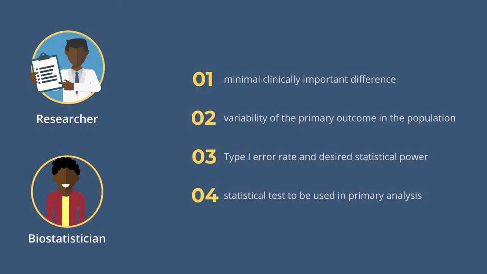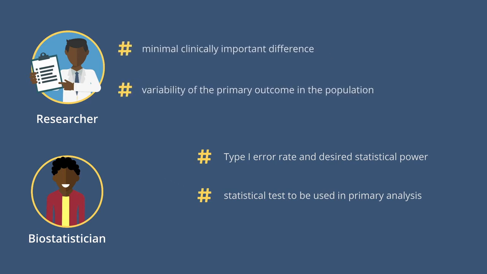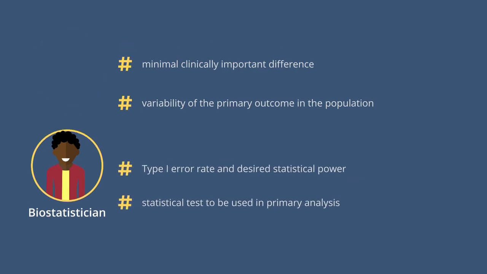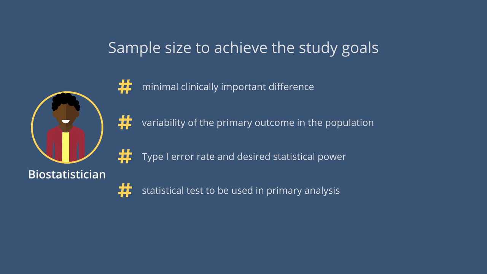The researcher, together with the biostatistician, determine values of these factors, with each providing critical information. The researcher has expertise in determining the first two values, and the biostatistician has expertise in the latter two values. Using these values, the biostatistician can determine the required sample size to achieve the study goals.